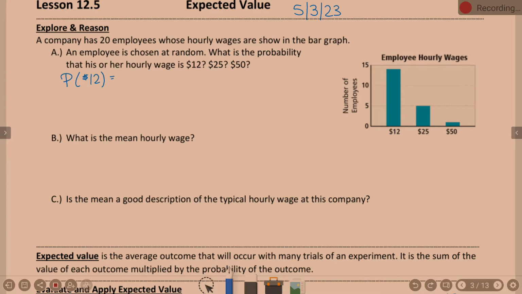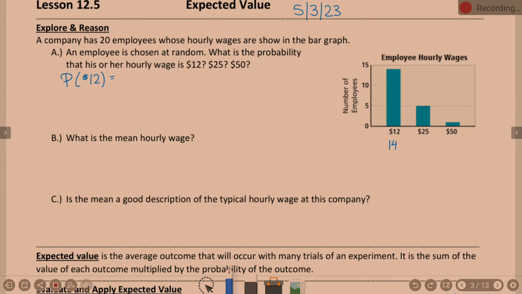Thoughts? What do you guys think? 14 out of 20? Where's he getting the 14 from? It looks like that bar is 14 high. Where's the 20 coming from? Yeah, they did tell you, didn't they? They do tell you. I'll be honest, I forgot they told us.